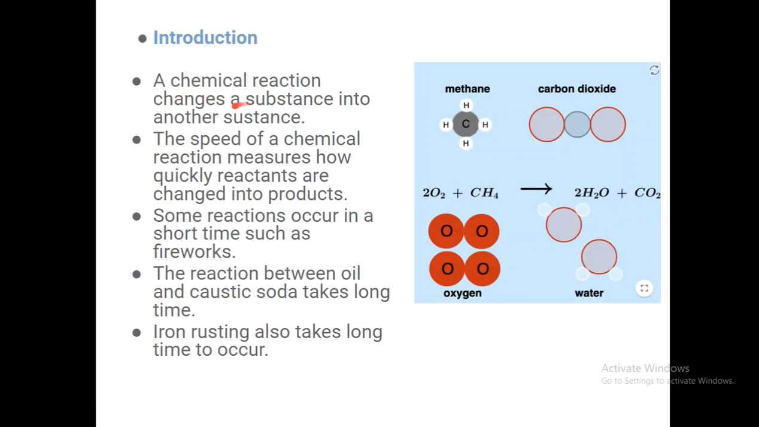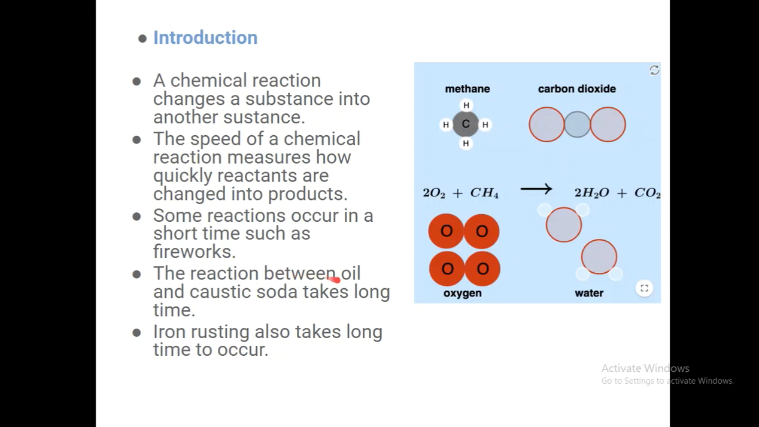A chemical reaction changes a substance into another substance, right? That is the first point. The second one: the speed of a chemical reaction measures how quickly reactants are changed into products. That means how the raw material is converted into a product, or simply, finished goods. Some reactions occur in a short time, such as fireworks, like when you light a fire stick, the fire suddenly comes. That is called a quick reaction.